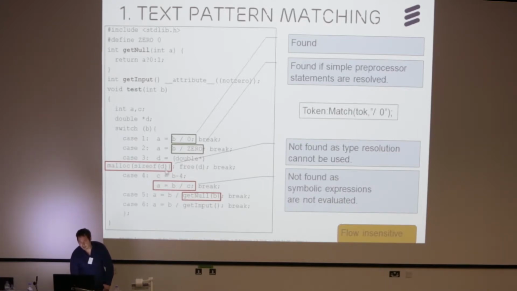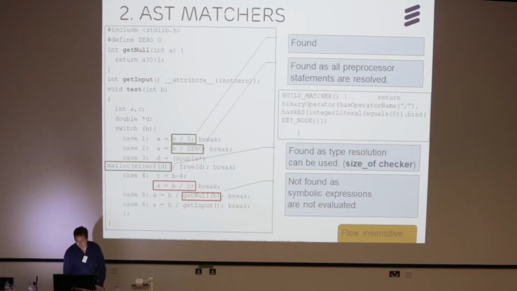But this kind of problem cannot be detected by the text pattern matching checker type, because it cannot reason about the type of the variable. So from the text pattern matching perspective, the reds are false negatives, not found. This analysis is flow insensitive, so we can categorize it like that.